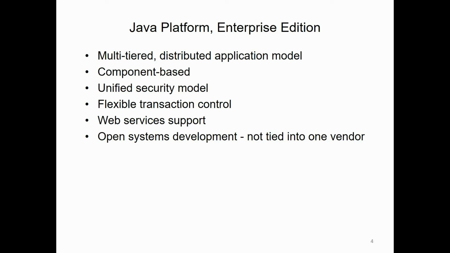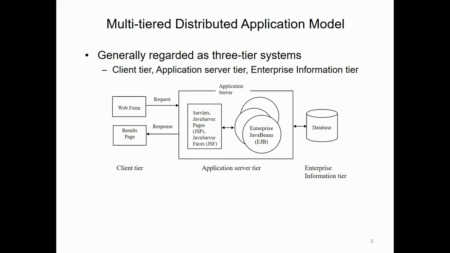It also provides support for web services and is an open systems development environment. In other words, it's not tied to one vendor. The Java Enterprise Edition specification defines what a vendor must provide, and so we can use one vendor's application for development and then put our components into the Java EE framework of another vendor, and they should work in exactly the same way because both vendors will have implemented the framework according to the one specification. So generally what we have is a three-tier system.